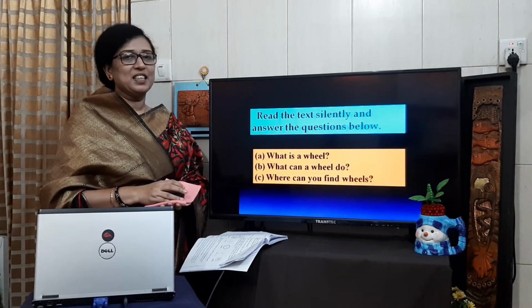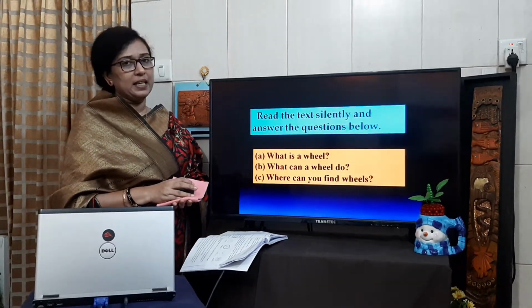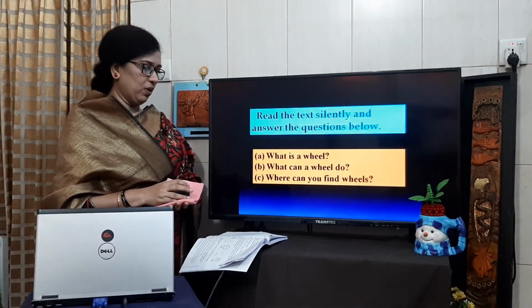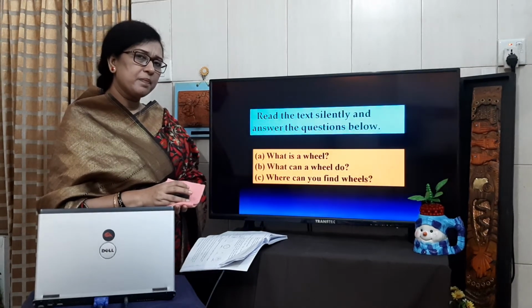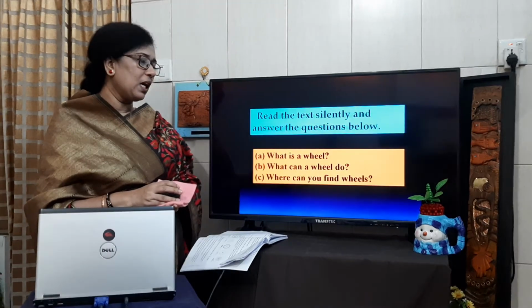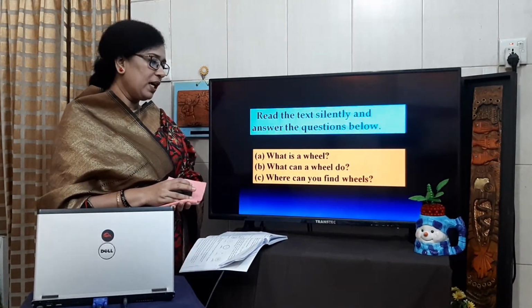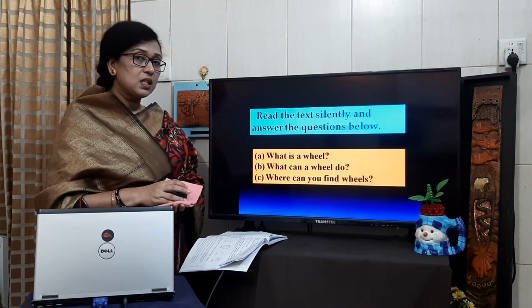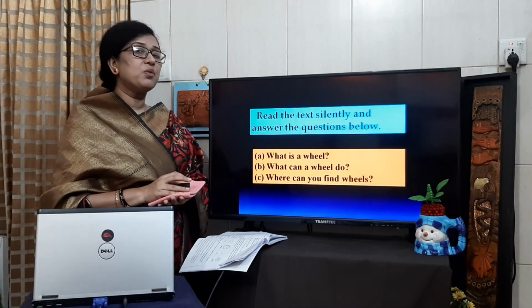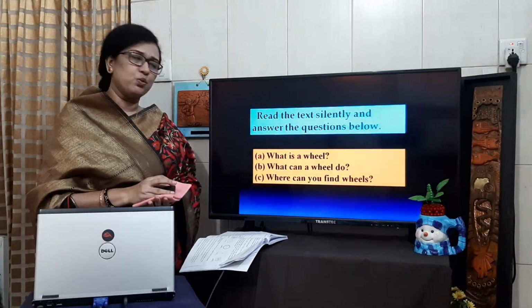And there are the questions, and for these answers you have to read this lesson again. The questions are: number A, what is the wheel? Do you know what the wheel is? Second, what can a wheel do? Next, where can you find wheels? We have read it and we have seen this. So, you have to write these answers by getting help from your English for Today book.